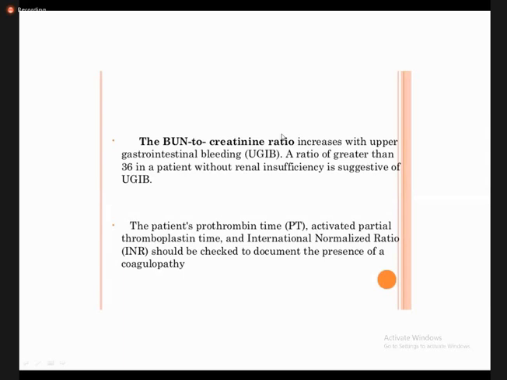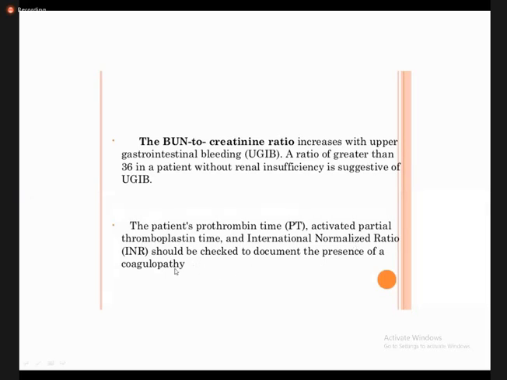The urea is higher as compared to the creatinine. So the BUN to creatinine ratio becomes increased in case of upper GI bleed. Then prothrombin time, PT and INR (international normalized ratio), and APTT.